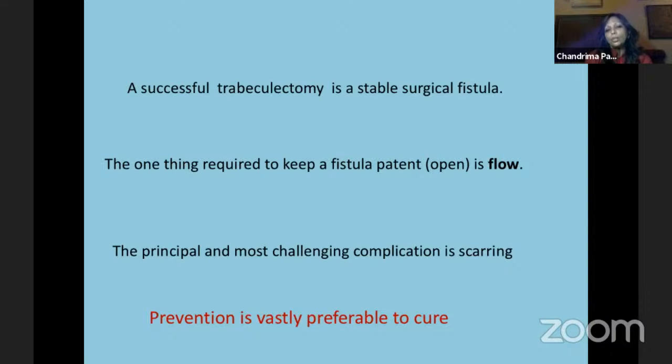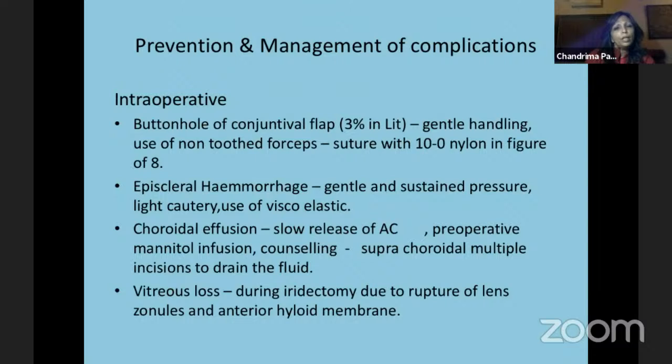The one thing required to keep a fistula patent is flow. The principal and most challenging complication is scarring, and prevention is always vastly preferable to cure. So a little bit on the prevention and management of the complications.